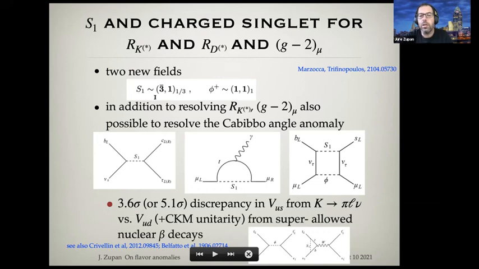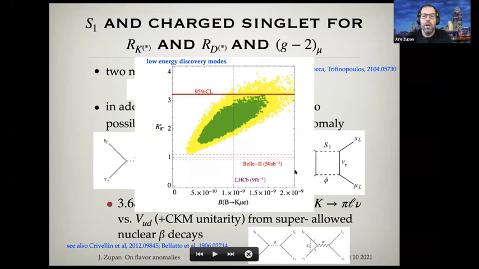And just with these two new states, you can explain R_K star, g-2, and this Cabibbo anomaly. Now here you would predict a B to K star nu nu and B to K mu e signal, which can be probed by Belle II and LHCb. So these are these two lines here. That's the present, and these are the regions where you explain the anomalies.